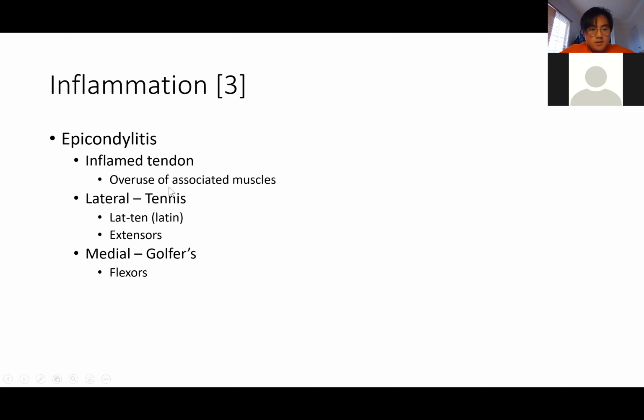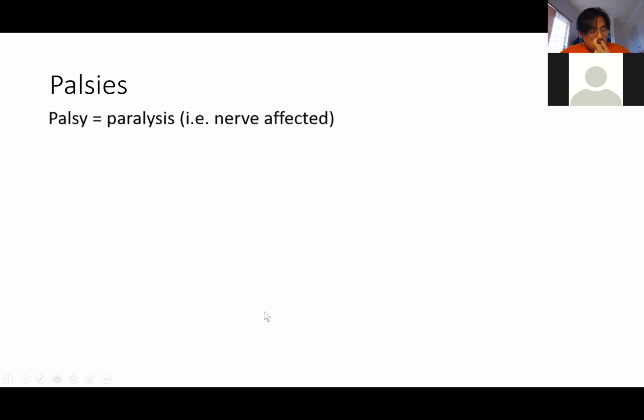And this is how I keep it straight. Or my friend came up with the mnemonic, Latin, right? So lateral is tennis elbow. So that means golfers is the other one.